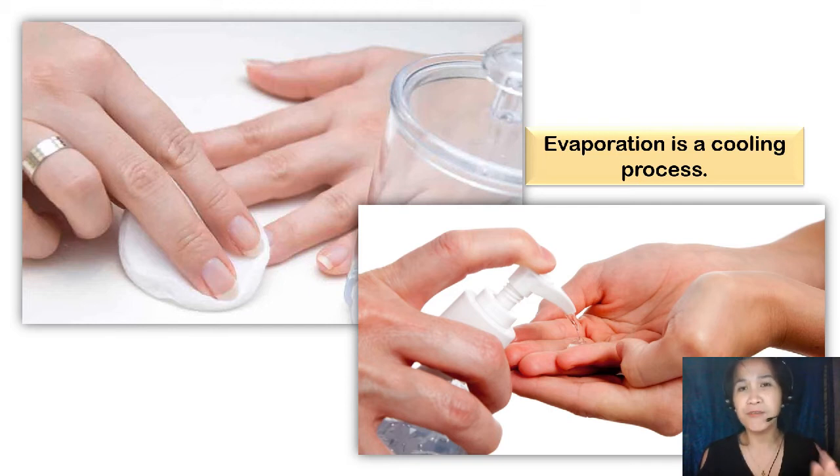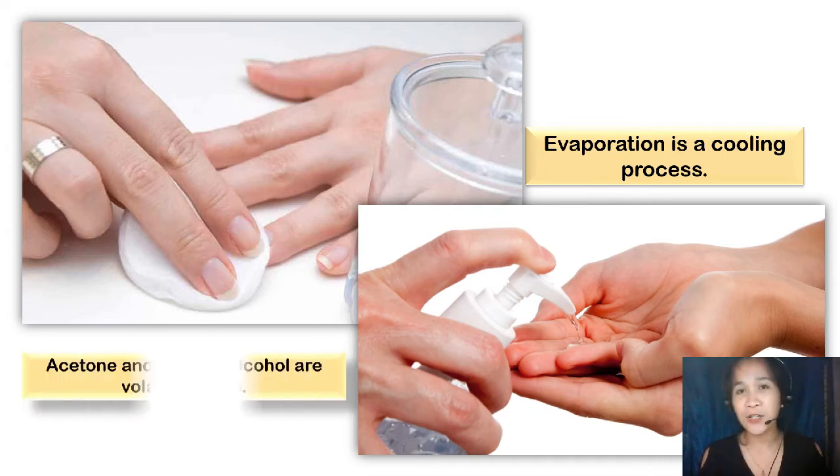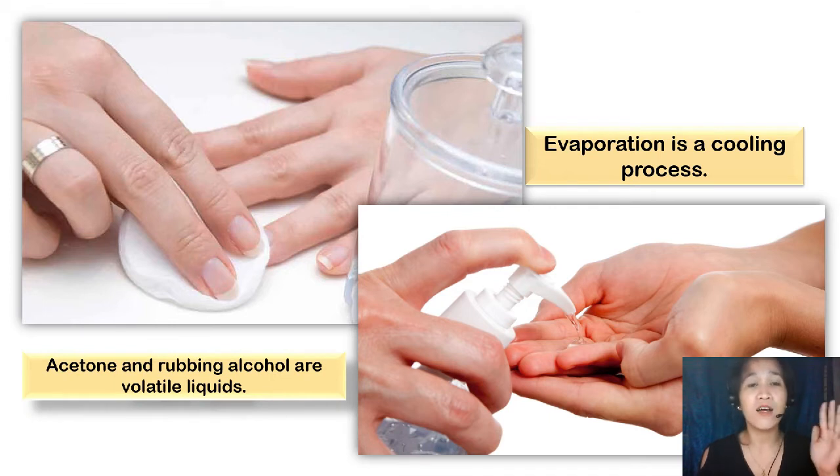You can feel this effect yourself when you apply acetone on your nails or rubbing alcohol on your arms. Acetone and rubbing alcohol are volatile liquids, meaning they readily evaporate. So as they evaporate, the molecules get heat energy from your body, leaving you with a cool sensation.